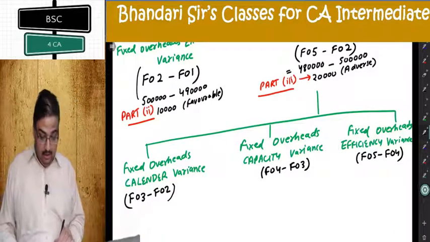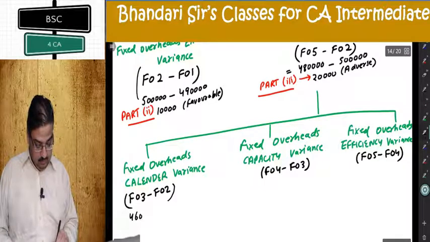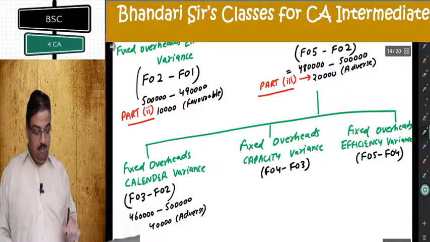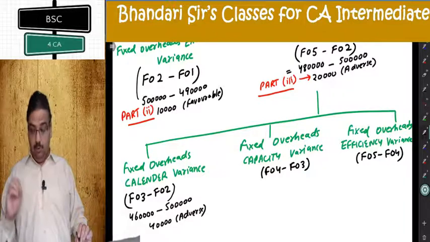Calendar: FO3 minus FO2. FO3 is 4,60,000 minus FO2, 5 lakh. That is 40,000 adverse. I may not even compute it when it is not wanted by the question, but I am completing the table. I am filling the full table.